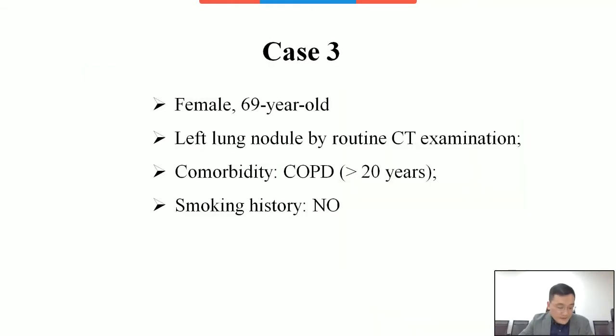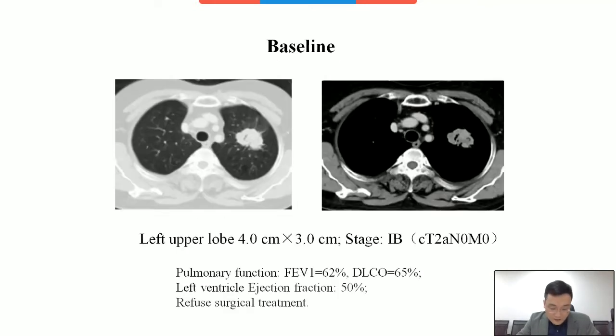Case 3 was a 69-year-old female patient who presented with a single left lung nodule found on routine CT examination. She had suffered COPD for over 20 years. The 4 centimeter lesion was located in the left upper lobe, and the clinical stage was 1B. FEV1 was 62%, and LVEF was 50%. This patient refused surgical treatment.